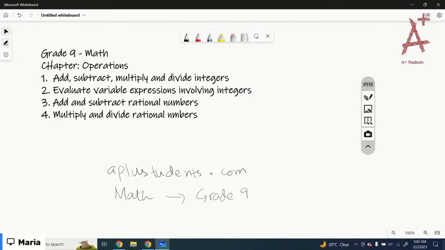So there you can find a list of the chapters. We're going to start with chapter 1, that is operations. So here is the list of the lessons we're going to cover today. They are add, subtract, multiply, and divide integers, evaluate variable expressions involving integers, add and subtract rational numbers, and then multiply and divide rational numbers. So let's start with the first lesson, that is add, subtract, multiply, and divide integers.